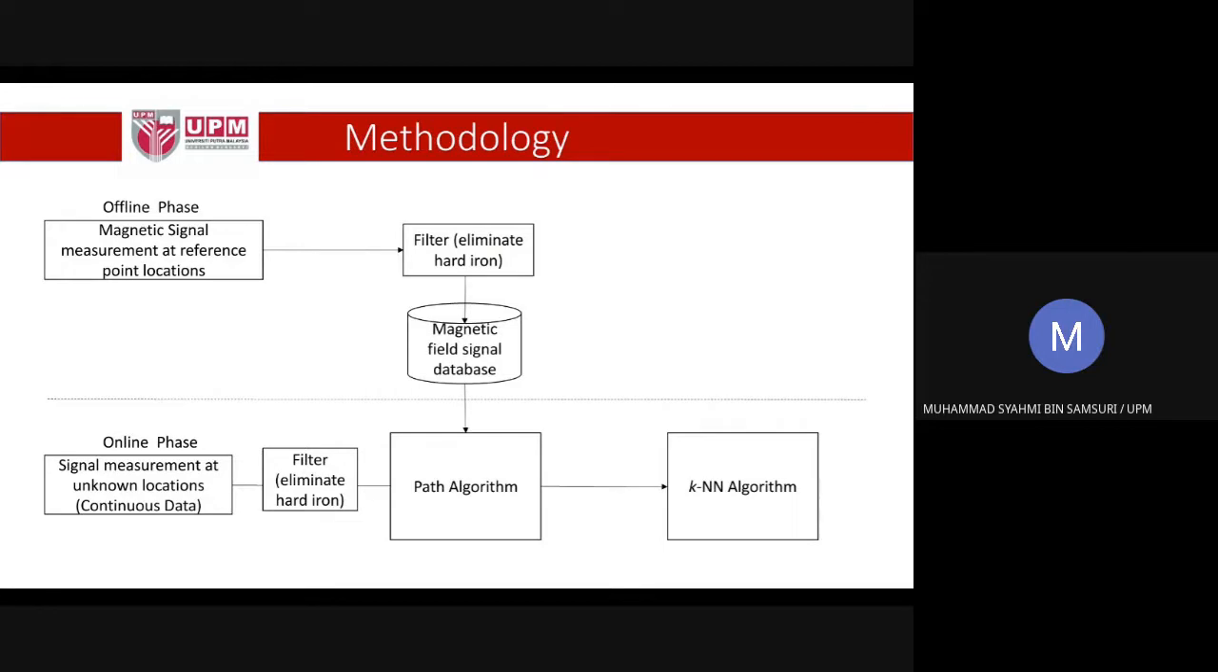The next is the online phase. The online phase is the testing phase, which collects signal measurements at an unknown location, in terms of path data or continuous data. Then we need to filter, which eliminates the hard iron, and then put it into the path algorithm, and then process and analyze it in the KNN algorithm for the matching process.